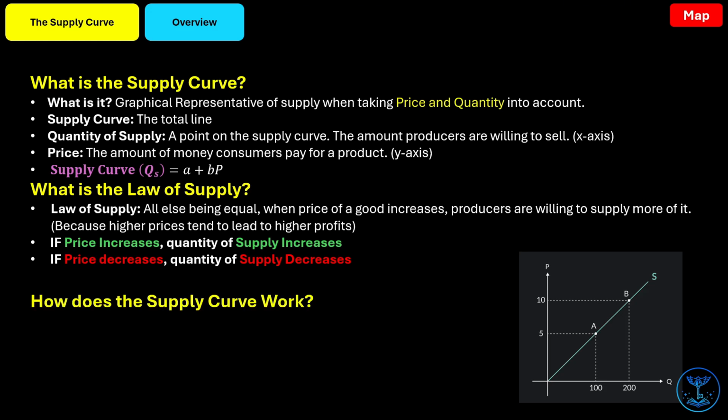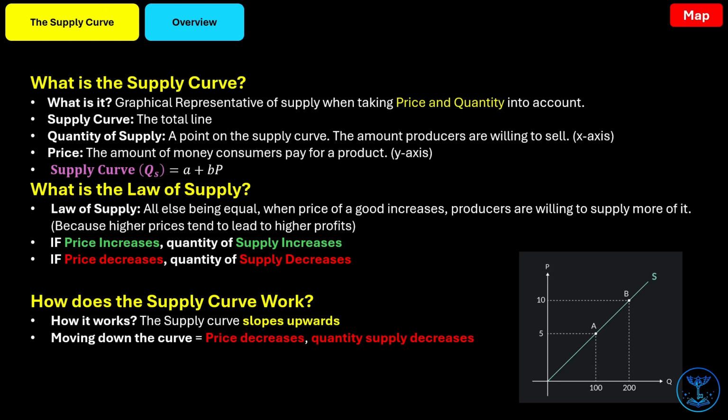So how does the supply curve work? The supply curve slopes upwards. Moving down the curve, prices decrease and the quantity of supply decreases. Moving up the curve, the higher up you go, prices will increase and the quantity of supply increases.